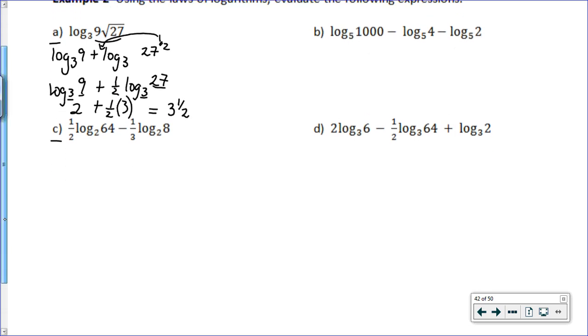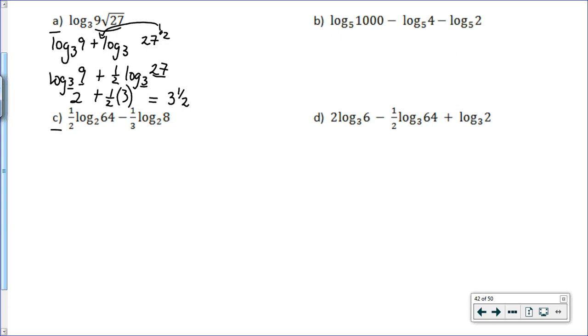And coming over here to look at part C, I can just evaluate this logarithm right here and this one, and just leave the coefficients where they are in this particular example. So I have 1/2 times log base 2 of 64. So again, 2 to what power is 64? And that is 6. And here, 1/3 log base 2 of 8, 2 to the power 3 is 8.